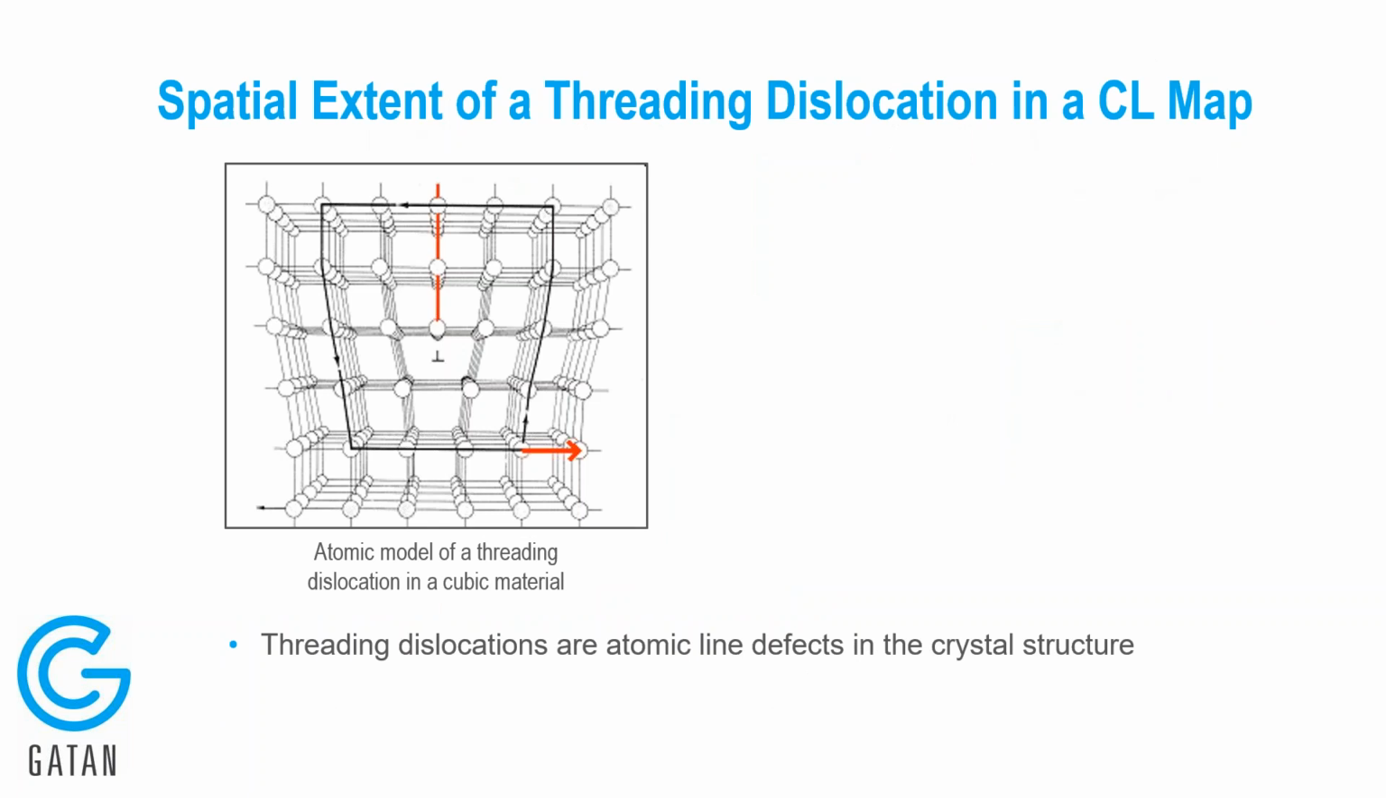We can see this effect actually taking place when we look at maps of threading dislocations in, for example, gallium nitride. For those of you who don't know what threading dislocations are, effectively they're crystal defects, one-dimensional crystal defects. They are the order of the atomic spacing, so less than a nanometer, probably just a few angstroms in line width. And they travel all the way through a crystal down from the surface, or in this map that I'm about to show you.